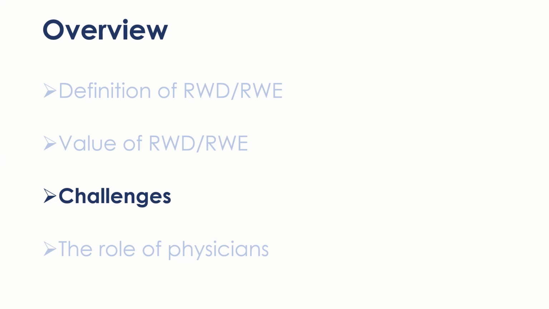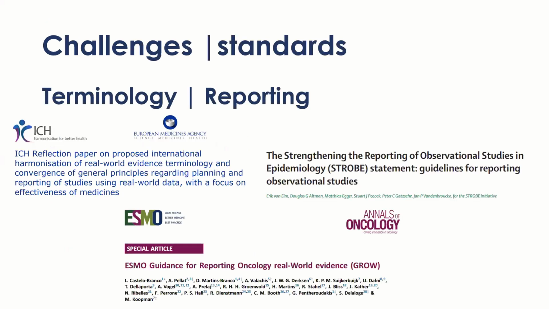But in these types of studies, we also face many challenges. And I will start with the terminology and reporting. We need to have a common terminology to say and mean the same things. And there are great efforts that are trying to do that, to harmonize the terminology in real-world studies. And we also need to have a common way of reporting these studies, and the STROBE criteria are an excellent way to do that. And we also have specialty-specific guidance, and I have here the one for oncology by ESMO.